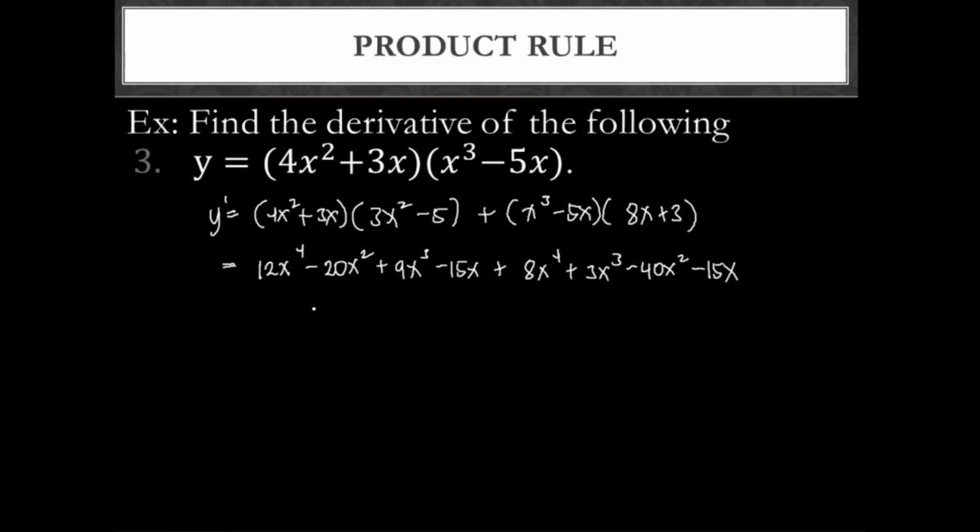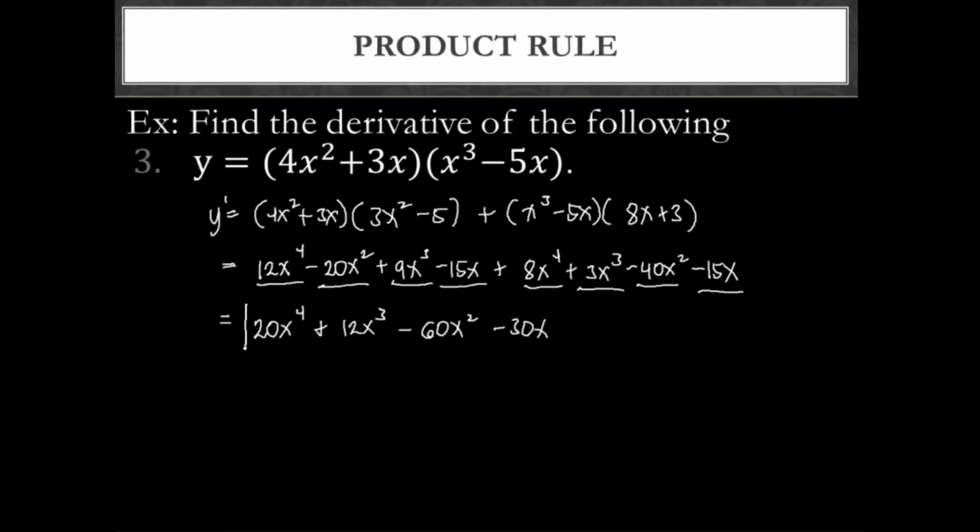Okay, so we need to combine like terms. Okay, yung fourth power, ito yung i-combine. So ito yung magiging 20x raised to 4. X cube, ito yung magiging 12x cube. X square natin, ito yung negative 60x square. And then yung x na, negative 30x. And here's the derivative of the given function.